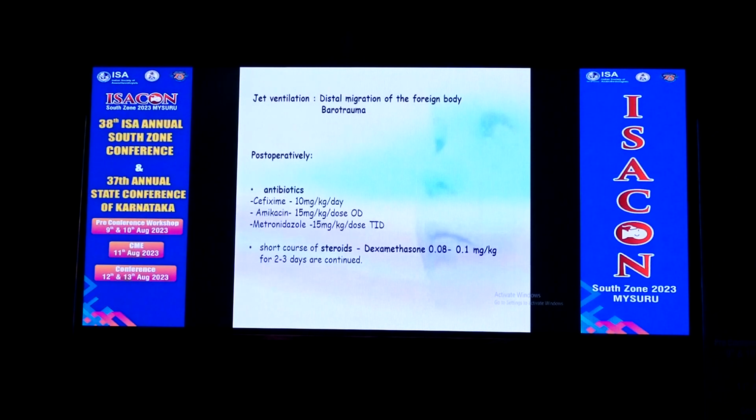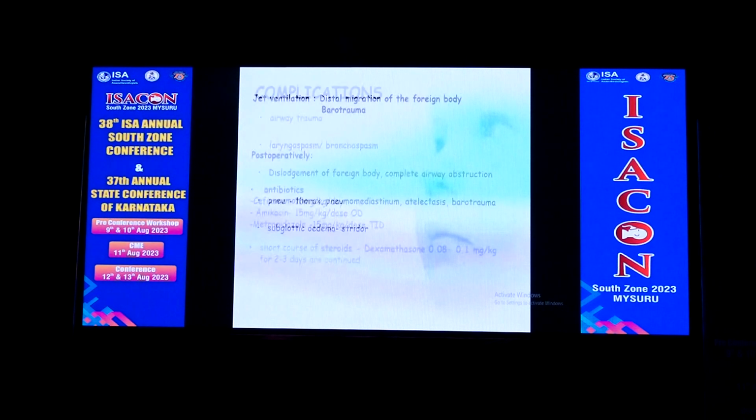Post-operatively, we prefer to continue antibiotics if there is evidence of airway edema and inflammation. Cefixime 10 milligrams per kg, amikacin 15 milligrams per kg dose is continued. If necessary, then our surgeon prefers to give metronidazole 15 milligrams per kg per dose. A short course of steroids, dexamethasone 0.08 to 0.1 milligrams per kg, is continued for 2 to 3 days.